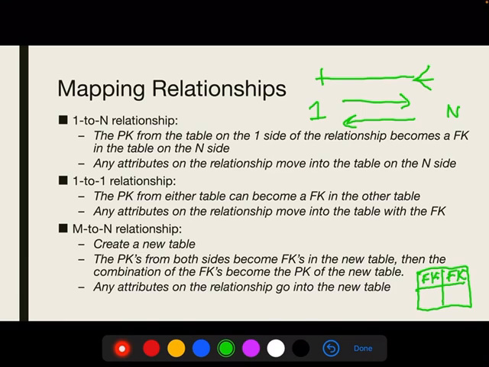Now, what do you do if you have attributes on a relationship? The attributes go with the foreign key. So whichever side you move the foreign key to, then the attributes go with it. In a many-to-many relationship, of course, you have the new table, so all the relationship attributes go in this new table.